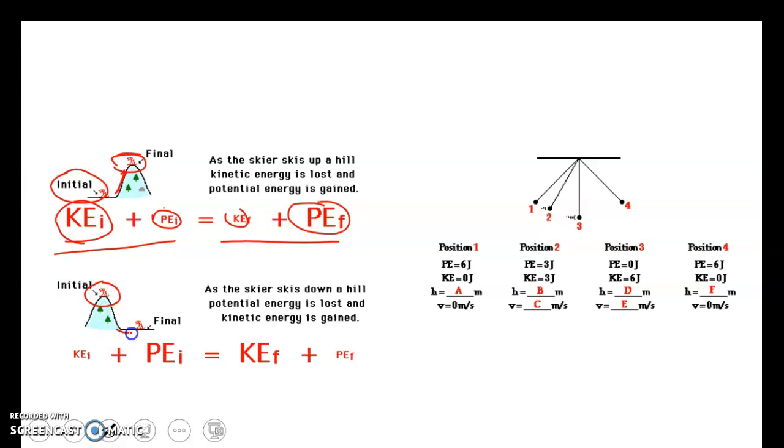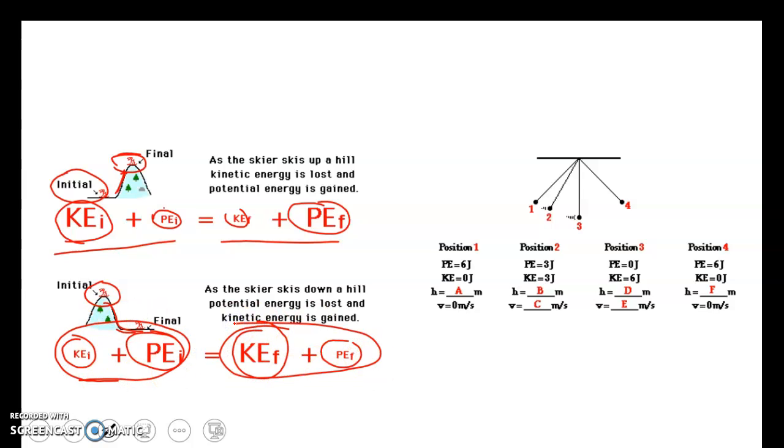From the top of the hill on down, there's not very much kinetic, but a lot of potential. But as the skier goes down the hill, they gain kinetic and lose potential. Overall, the kinetic plus potential I start with equals the kinetic plus potential I end with. Total mechanical energy is conserved. We were talking about conservative forces, like gravity in this case.